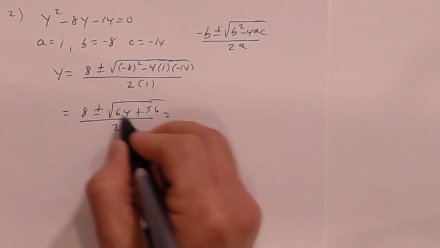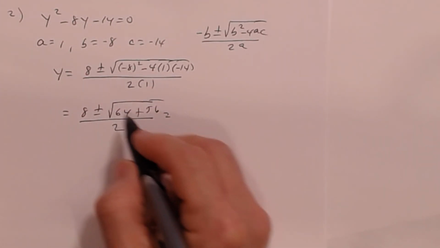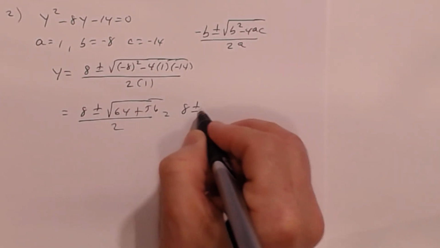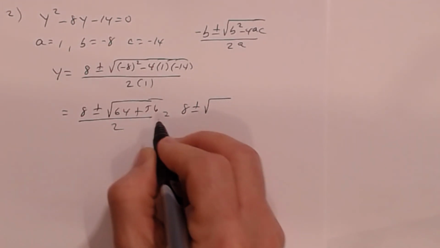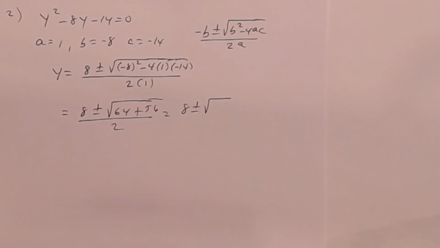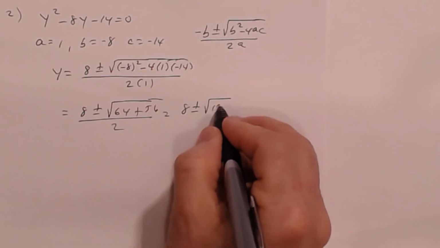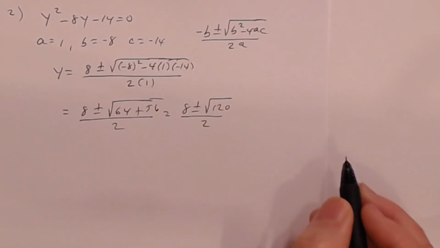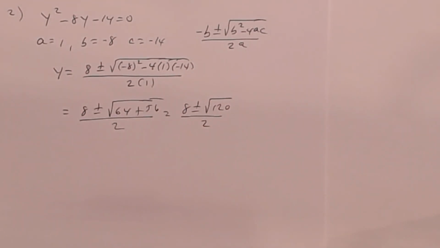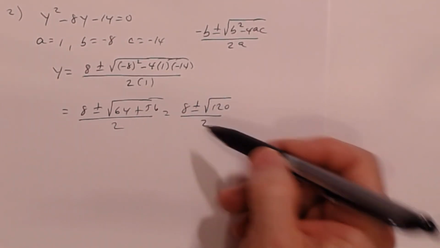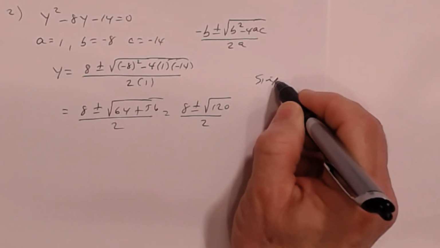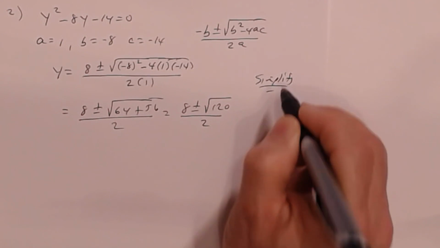So then simplifying this further, see all the steps you're going to do. So I get 8 plus or minus the square root of 64 plus 56. So 64 plus 56 gives us 120. All divided by 2. All right, so that's where I'm at. Now, don't leave your answer like this, because you can simplify this in several ways. All right, so remember, you got to simplify.